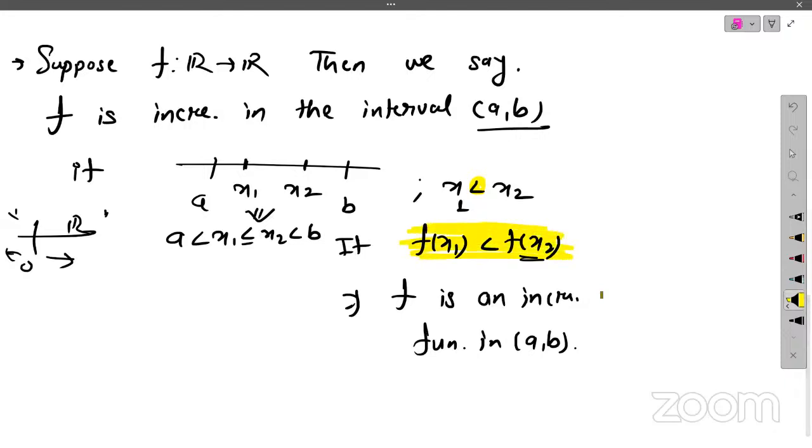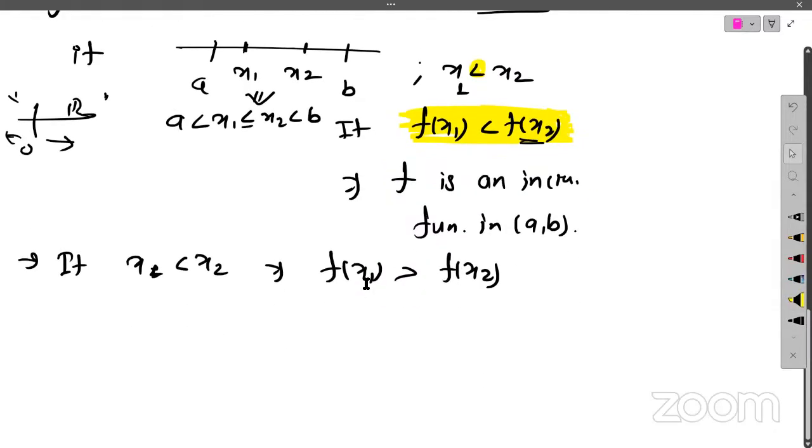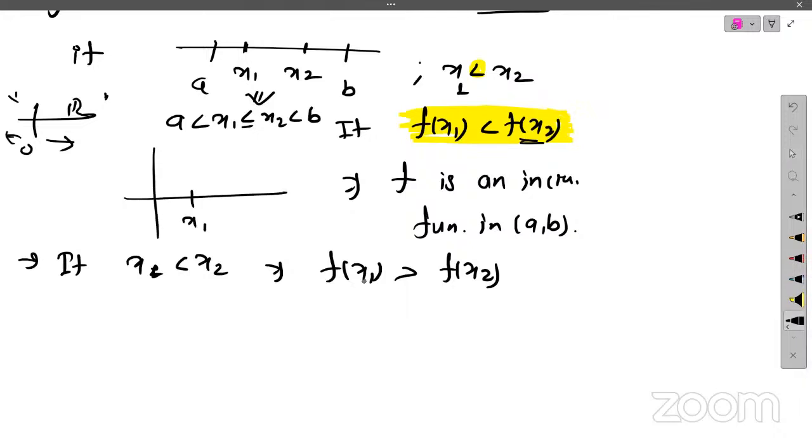Now, what is a decreasing function? If the value of x1 is less than x2, but the functional value is opposite, that means x1 less than x2 implies f(x1) is greater than f(x2). Then in this case, as we are increasing the value of x, the function value is actually decreasing. Whereas here, if you are increasing the value of x, then the function value is also increasing. This is f(x1) and this is f(x2). So in the increasing case, we are preserving this inequality.